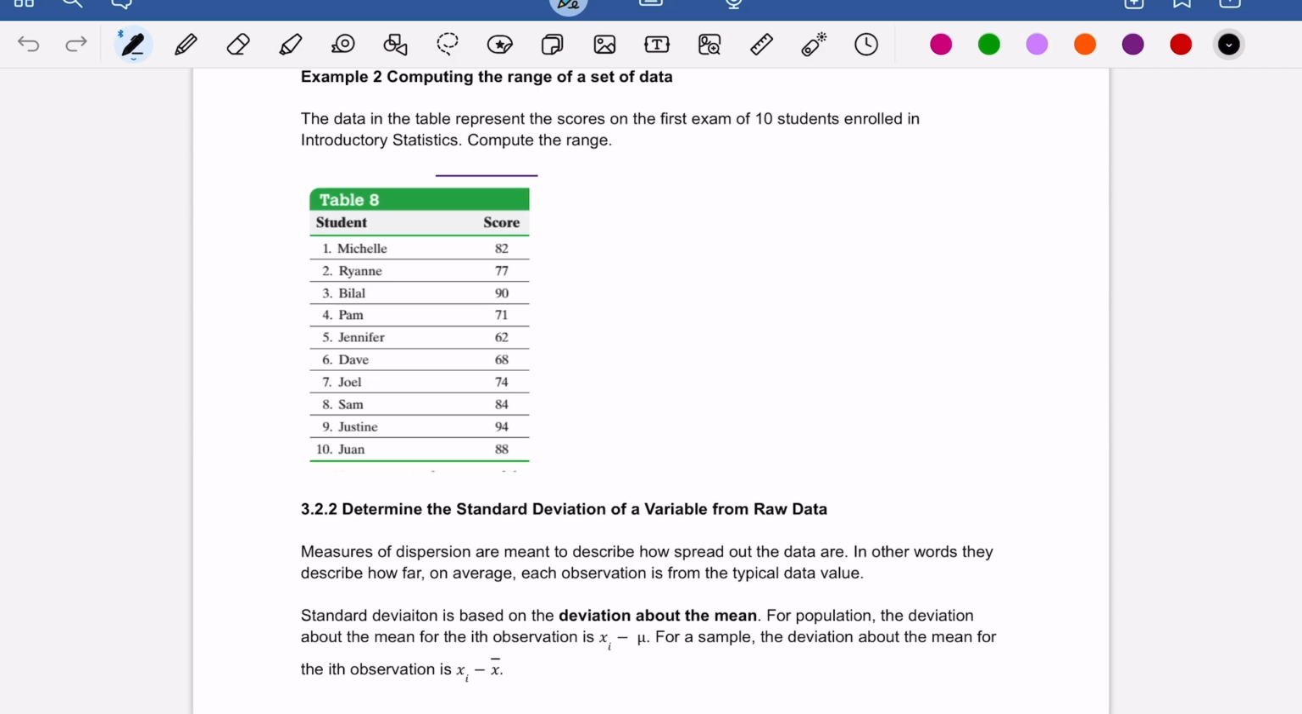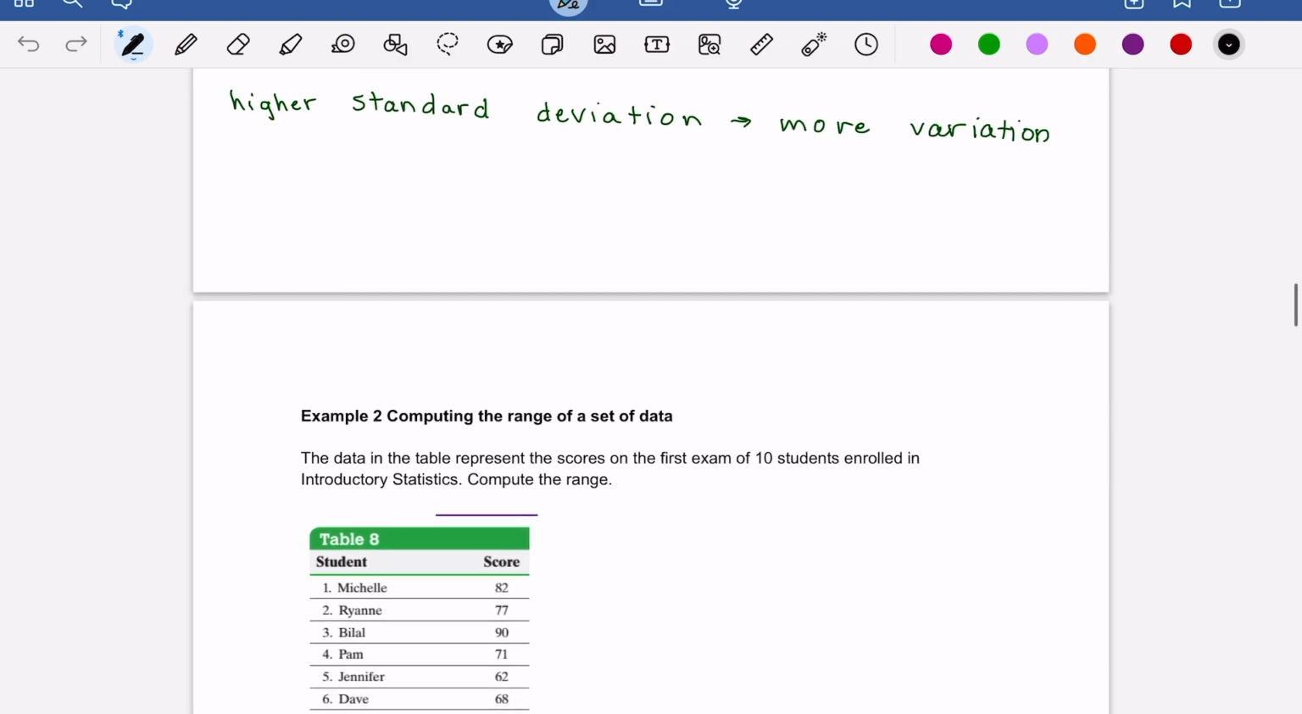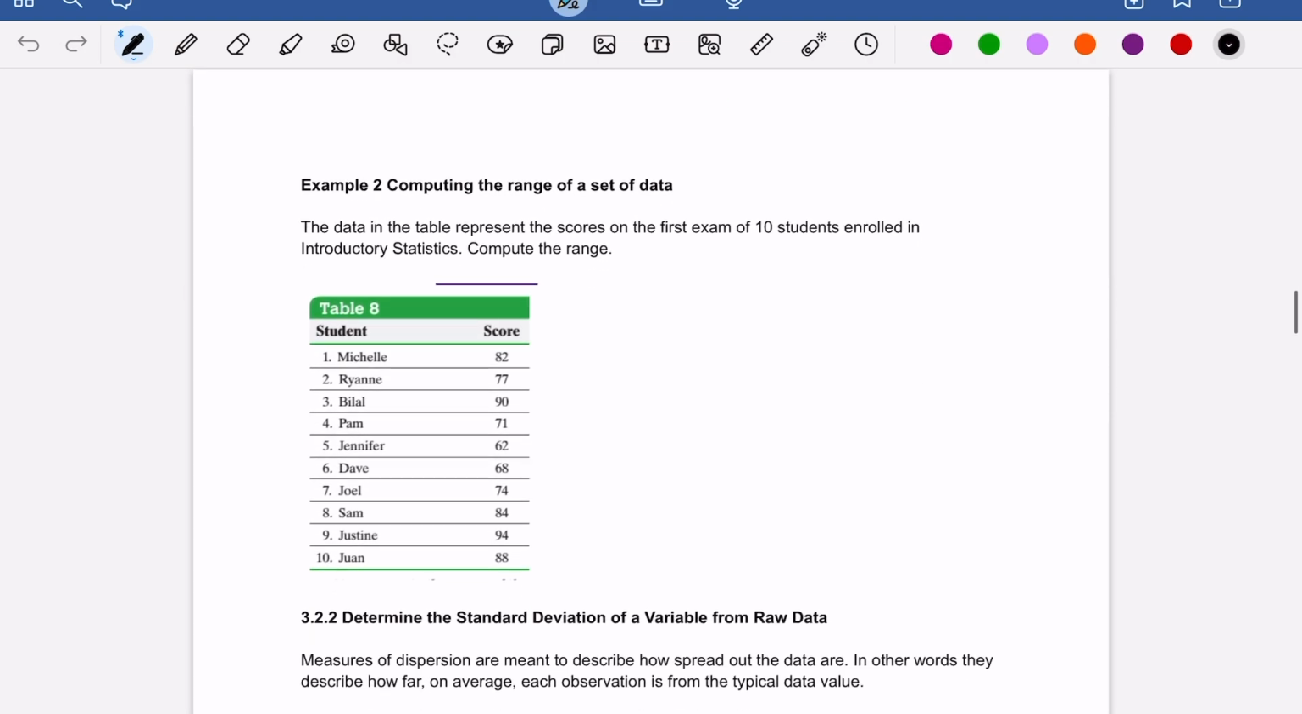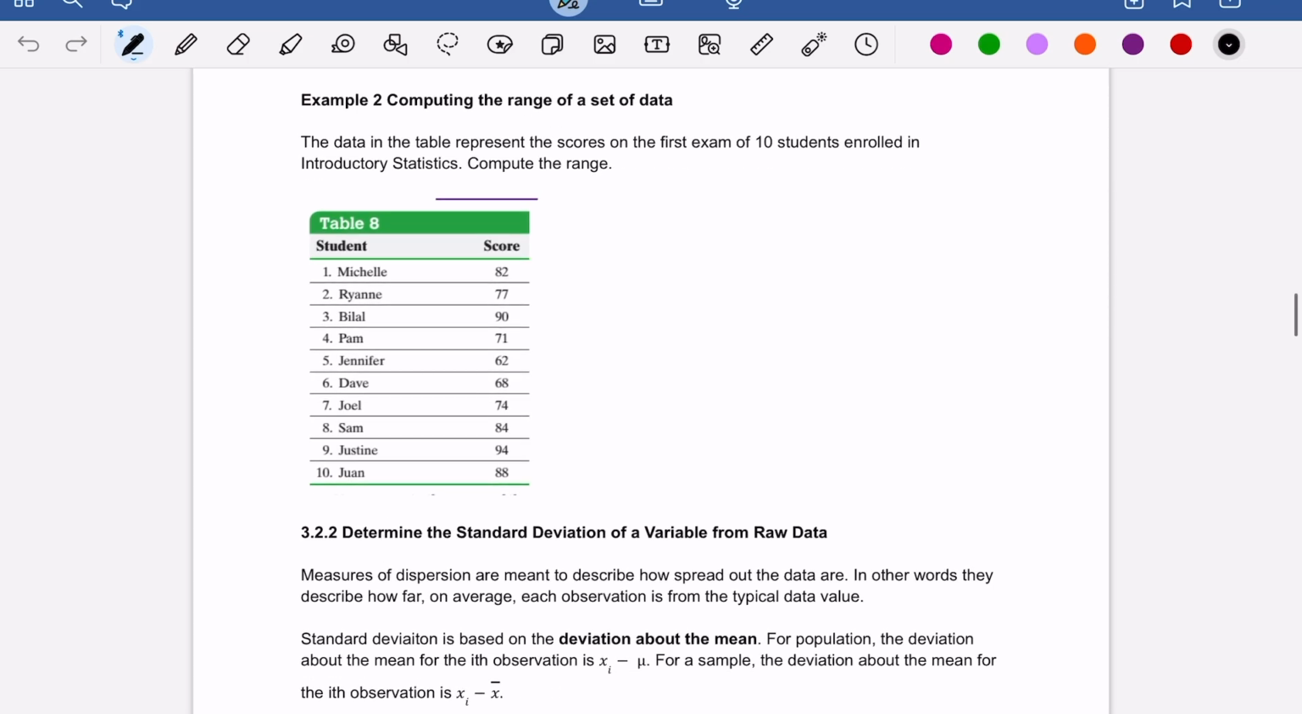With 10 data points, you should be able to find the highest, the lowest, and then subtract the two. So you should remember that the range is the max minus the min, and it tells us how far apart the data points are. Now, it's not a very good measure of dispersion, or measure of spread. It's also not a resistant statistic.